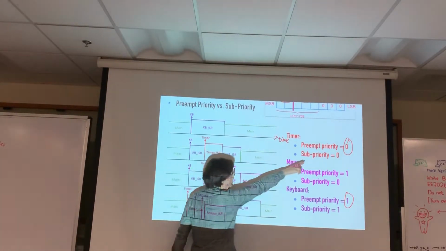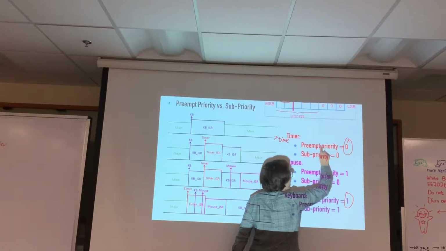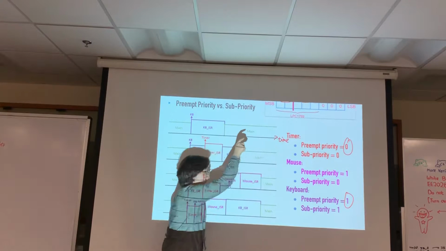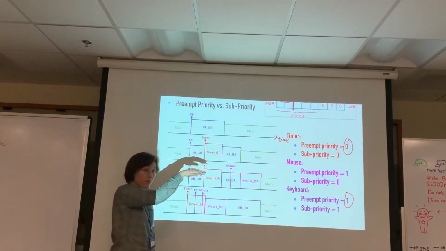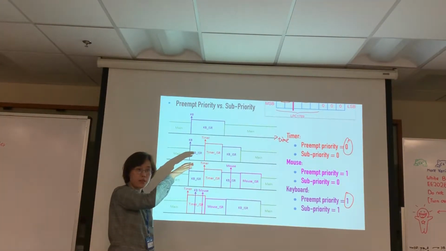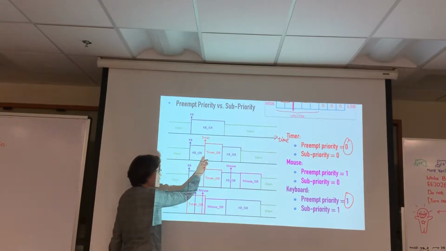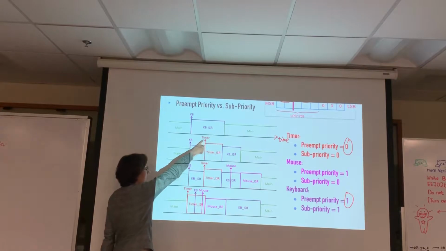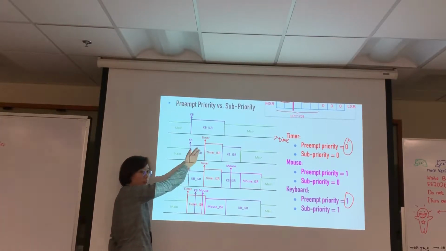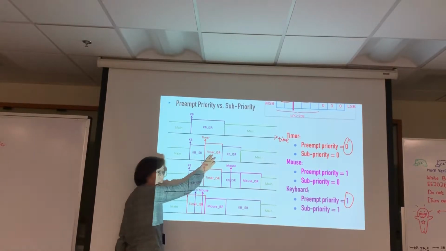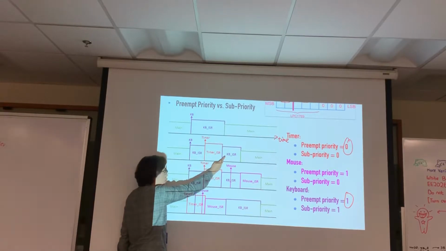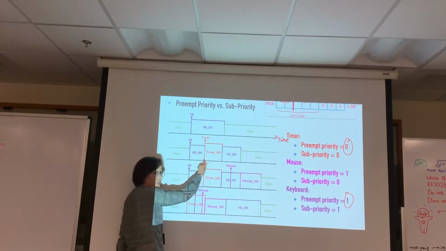Because timer has a small number of preamp priority. The smaller the number, the higher priority it is, the more important, basically, it means, okay? So your timer is more important than your keyboard. That's why your timer basically kicks out your keyboard, whatever is running is stopped. And you start to run something about timer. Only when this guy finishes, you go back to where you're from.